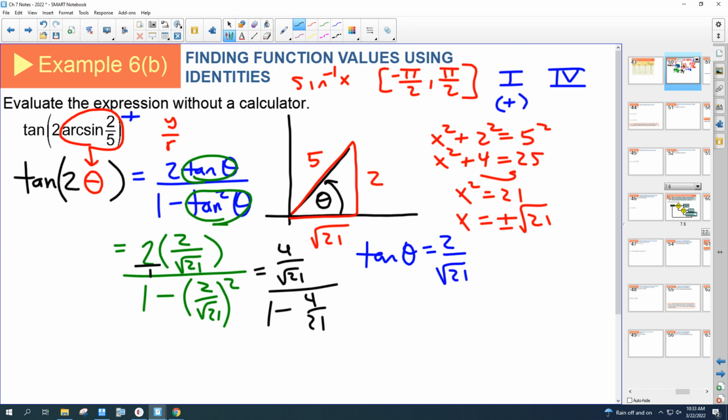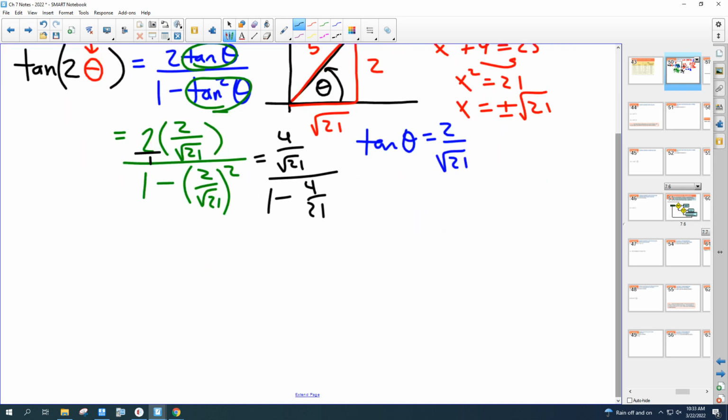Okay. Lots of stuff going on here. Mainly, we're just trying to clean up fractions at this point. Okay. This fraction bar implies parentheses. We're going to have to combine those fractions there. We're going to have to subtract those things first. So we know when we subtract fractions, we get a common denominator. So I'm going to call that 21 over 21. And so I can subtract. I'll have the 4 over square root of 21 on the top, but on the bottom, 21 minus 4 is 17. I've got 17 over 21 here.